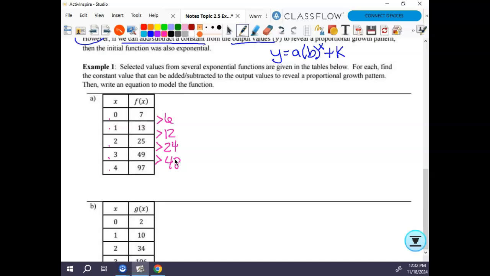Yes? So that means that's your B part, right? This is the R when we were looking at geometric patterns, but that growth rate then is our B, and we get that by doing 12 over 6 or 24 over 12, and that is 2 because we're doubling it every time. Okay. So then we have to figure out what K is.